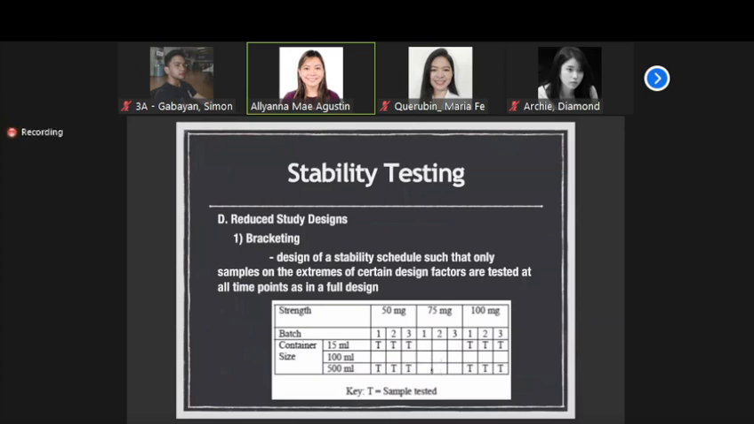No? So, yan ang ating bracketing. Extremes are the only ones being tested. So, somehow, nakatipid ka na ng testing. No? Hindi lahat tinetest mo.